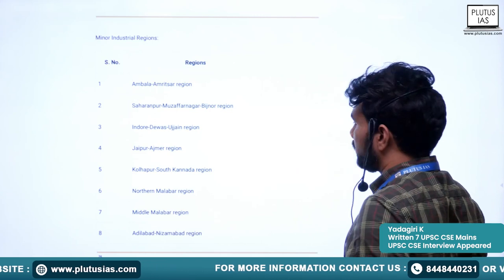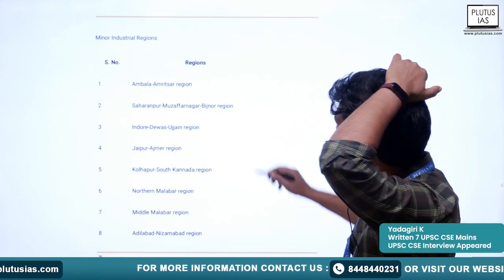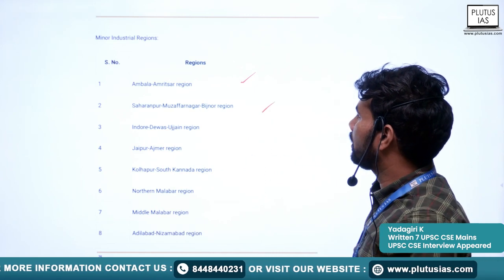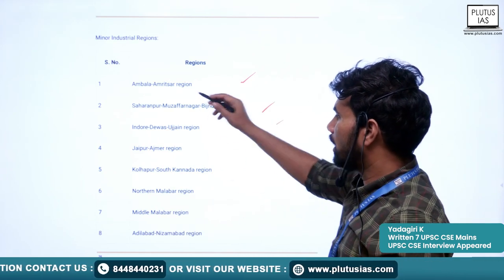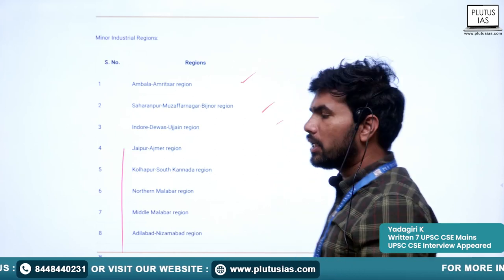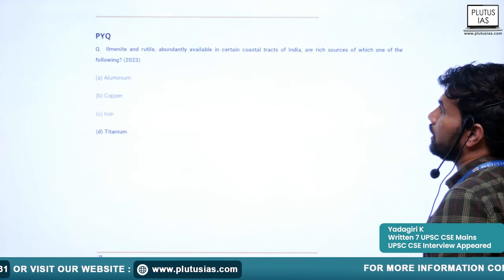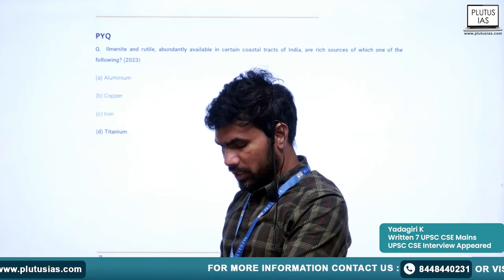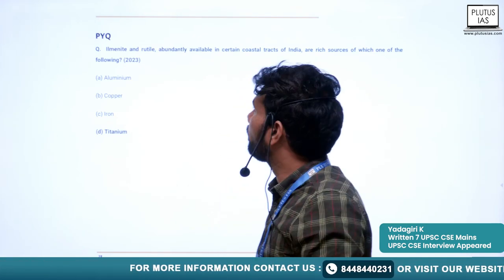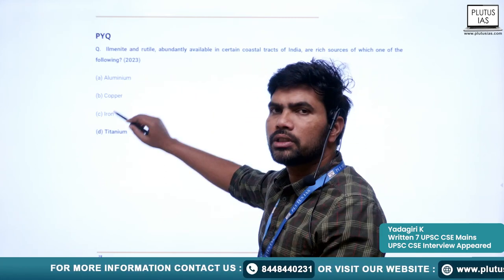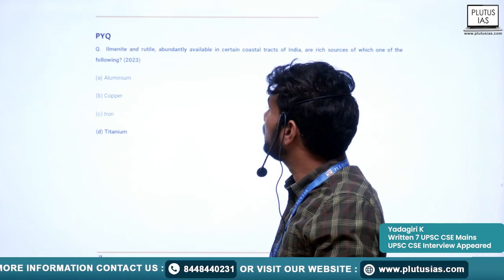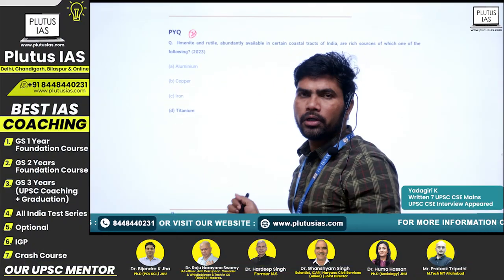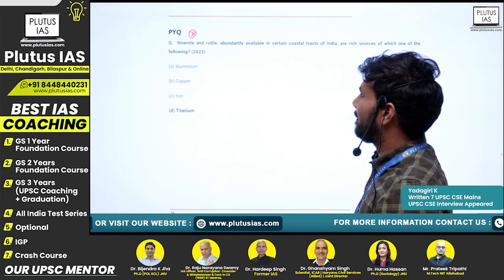Next, there are 13 minor industrial regions. We also go through them. Ambala, Amritsar region, Saharanpur, Muzaffarnagar, Indore, Devas region. Like that, there are 13 minor industrial regions in India. Right. So now we will see some of the previous year questions that were asked from this topic. All the three questions I have taken were asked in 2023 only. So this topic is very, very important. Try to focus on it.